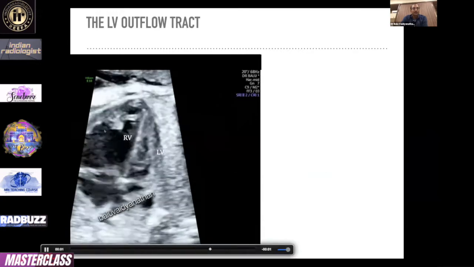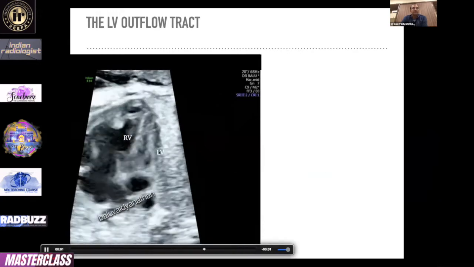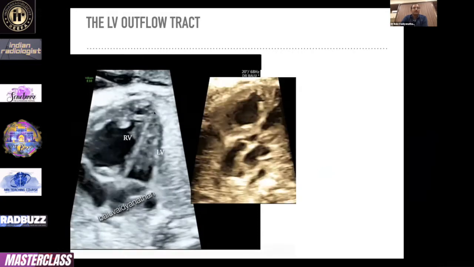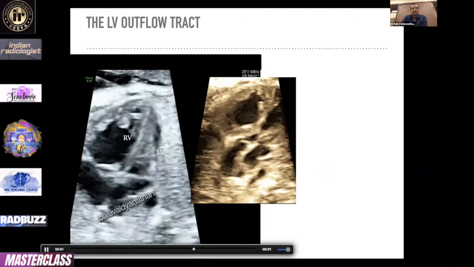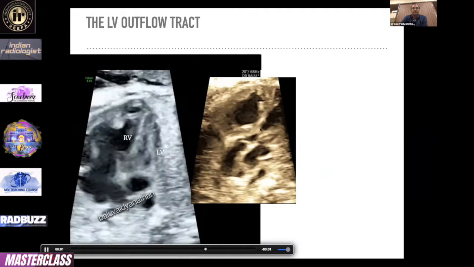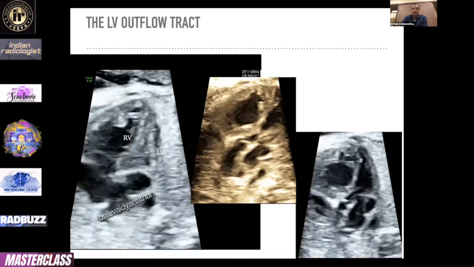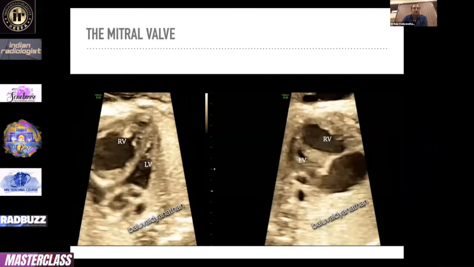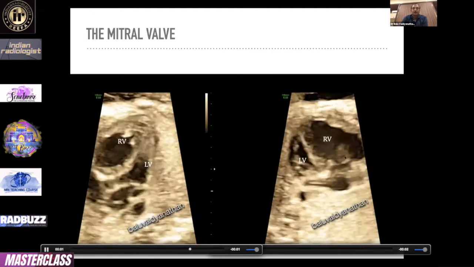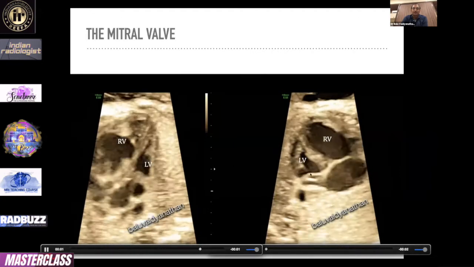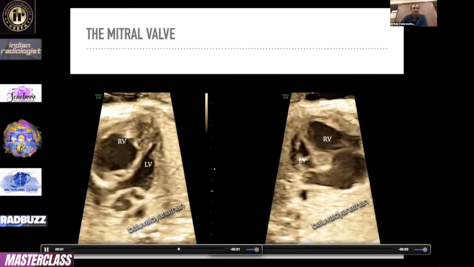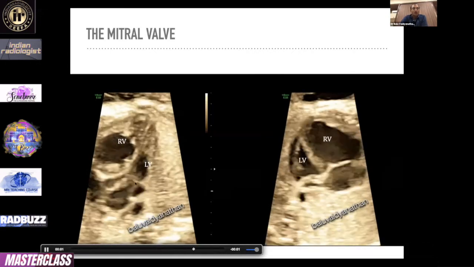You can see the significant difference in the size between the RV and the LV, but the LV is reaching almost till the apex. Here the left ventricular outflow tract is seen, which appears quite narrow, and possibly there is some aortic stenosis as well. And when we look at the mitral valve here, the mitral valve also looks a bit abnormal. Here you can see that there's a lot of crowding of the mitral valve apparatus, and if you look carefully, you can see that the valve is even doming a little bit.